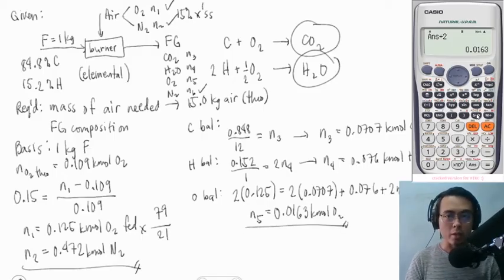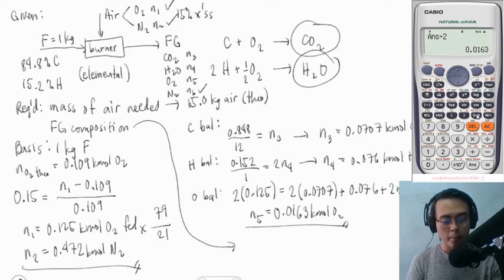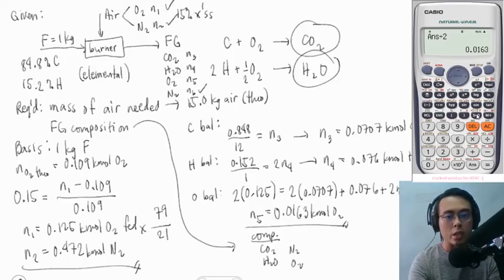Okay, and that's it. The only thing that you need to do now is to determine the flue gas composition. So in here, we get all of the components of the flue gas: CO2, H2O, N2, and O2. This is not an Orsat analysis, so you have to include water in the analysis. And I will be leaving that to you.